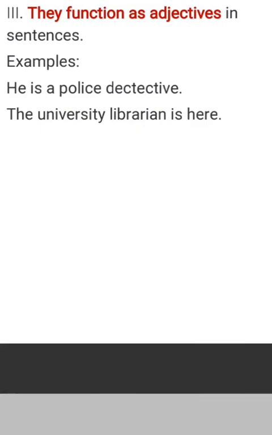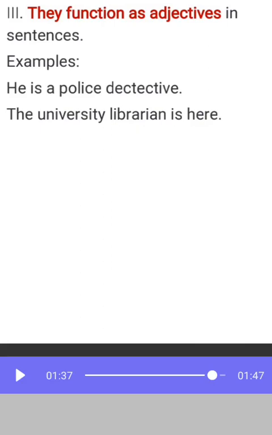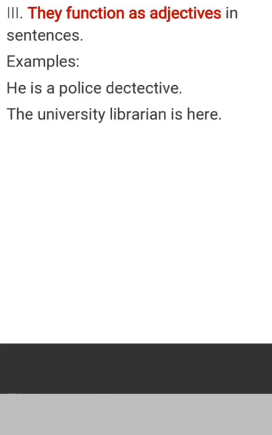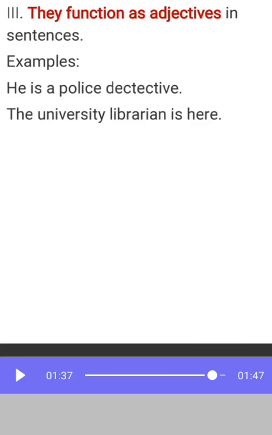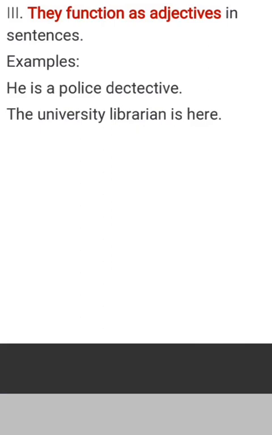And so you can see that it's acting as an adjective, showing that nouns actually can act as adjectives in sentences. The second sentence says, the university librarian is here. If you check, university is a noun of its own, librarian is a noun of its own. And so when you put university before librarian to modify it, to qualify it, then university is acting as an adjective, modifying or describing the librarian. And so the fact that university is a noun is indeed acting as an adjective in the sentence.